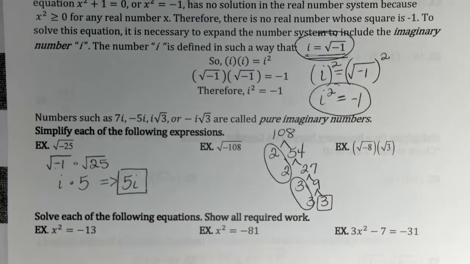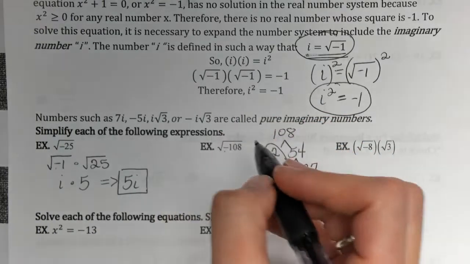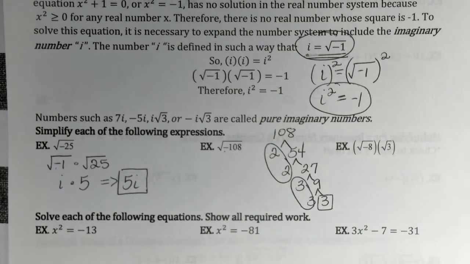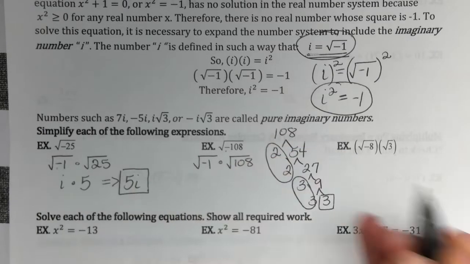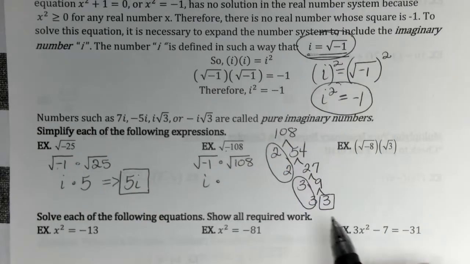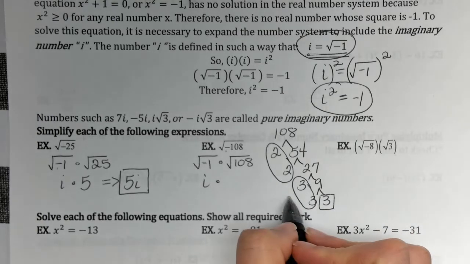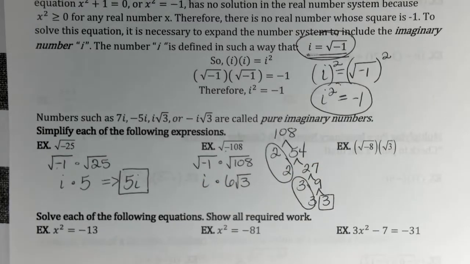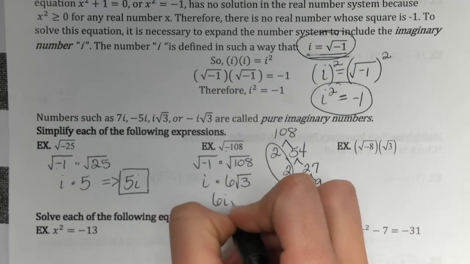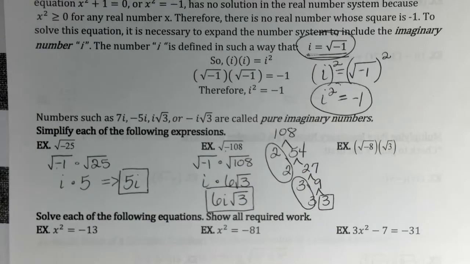Okay. Now I also have this negative. So we know that the square root of negative 1 is going to be an i. So really, I've got the square root of negative 1 times the square root of 108. We know this is i. We know the square root of 108 simplifies to what? 6 square root of 3. So the way that I'm going to write that is 6i square root of 3. So your i goes before the radical. Okay?